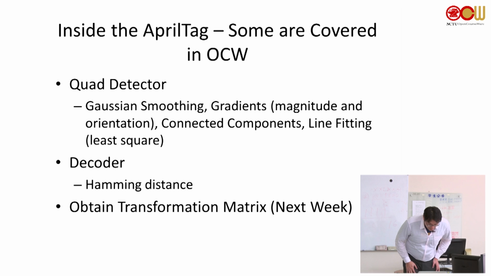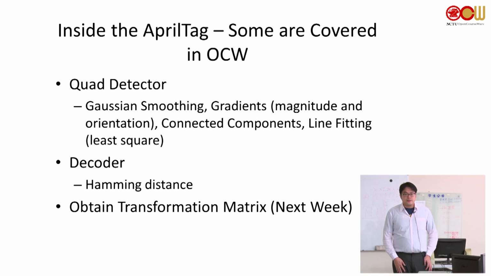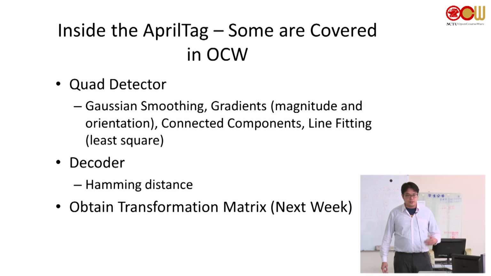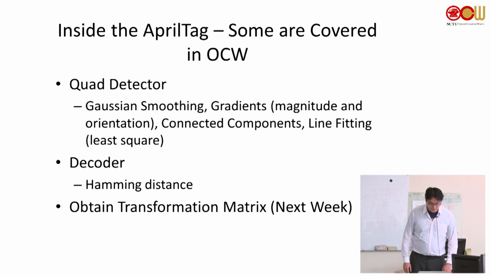The third part is to obtain the transformation matrix, because this part will be closely related to virtual reality. So we will cover this part, the transformations, the pose, rotations, etc. next time. Okay, and today we will just talk about the detector and the decoder. And actually the code is also in the Decoding repo. Maybe you want to read it on the screen.